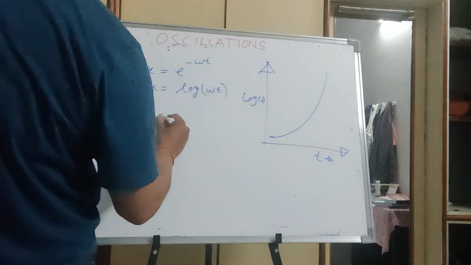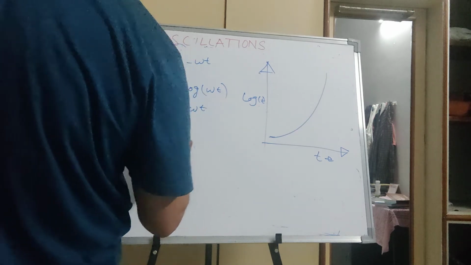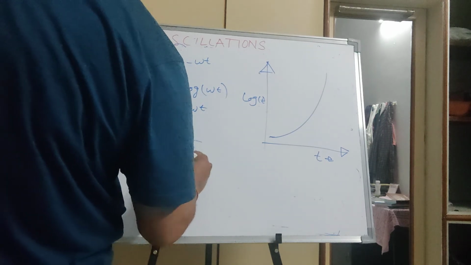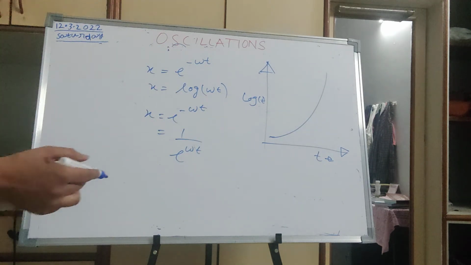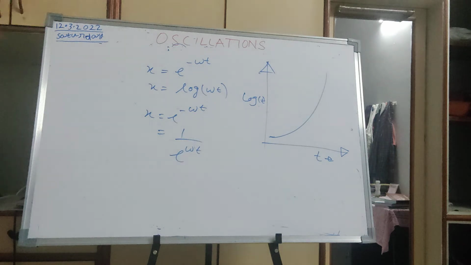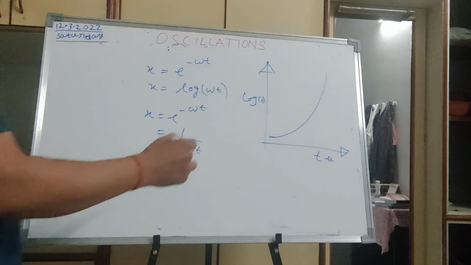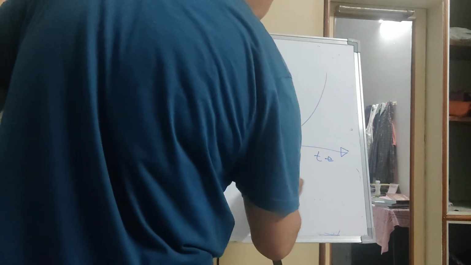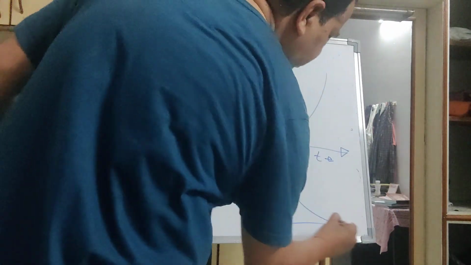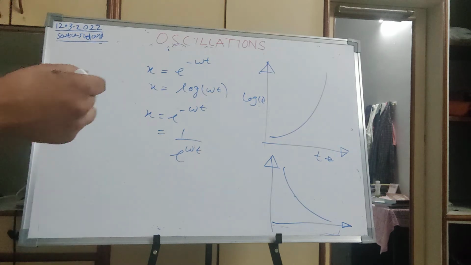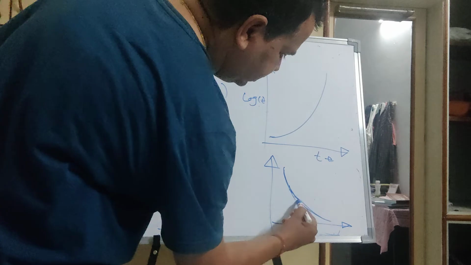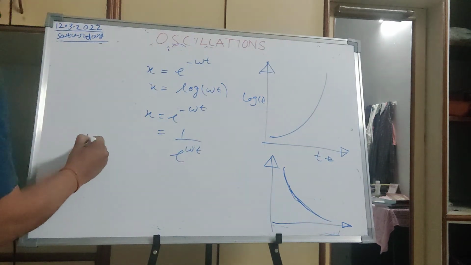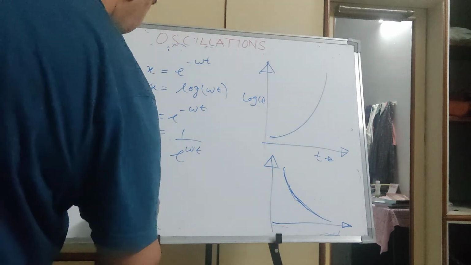Similarly, x is equal to e to the power minus omega t. It is nothing but 1 by e to the power omega t. So if you keep on increasing the time, the denominator will go on increasing and the function will keep on decreasing. Similarly, the exponential function e to the power minus omega t will have a form like this. It will exponentially decrease. That's why we call it exponential decrease. And e to the power omega t can be an exponential increase.